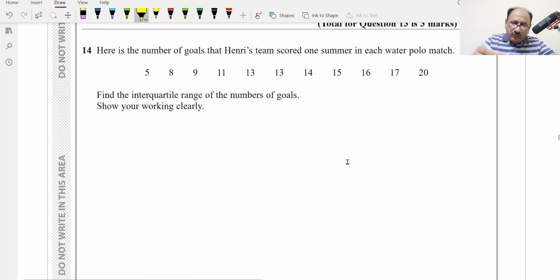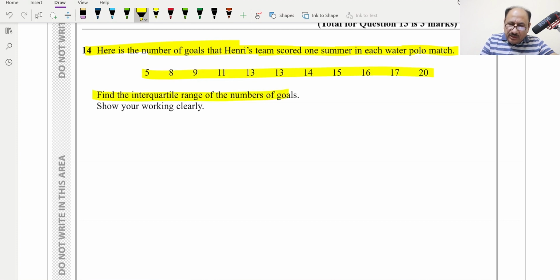Now question number 14. Question number 14 says, here is the number of goals Henry's team scored one summer in each water polo match. These are the scores provided, and they're saying find the interquartile range of the numbers of goals. Show your working clearly. Now, the interquartile range we know is the upper quartile minus the lower quartile, and for that we need the 50th percentile.